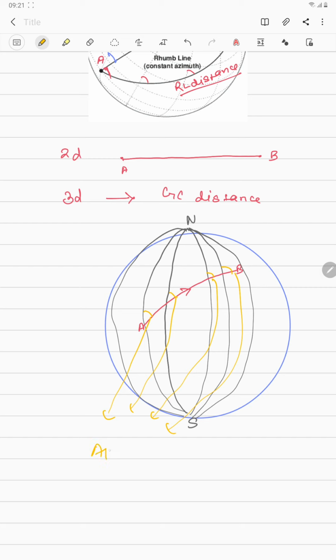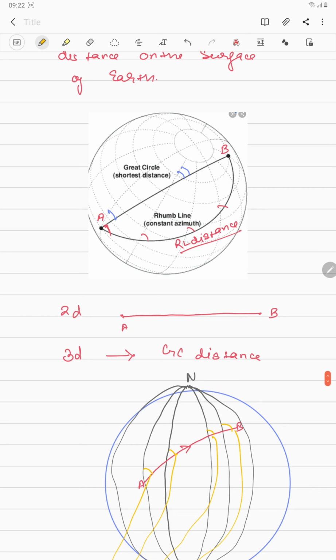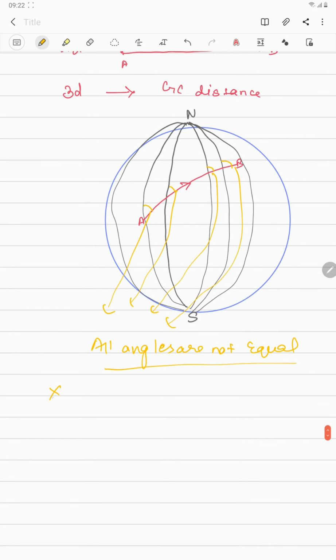I'm going to write it down here. All angles are not equal. Means, guys, have a look here, it is the great circle but it does not have a constant azimuth. Meaning that if you travel from point A to B using the great circle, you will definitely reach your destination much faster as compared to a rhumb line.